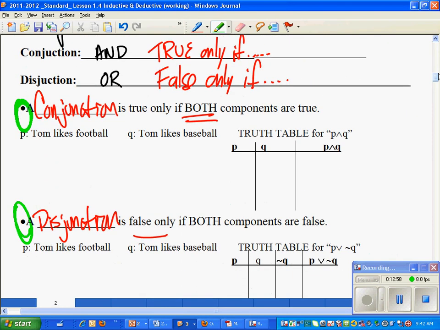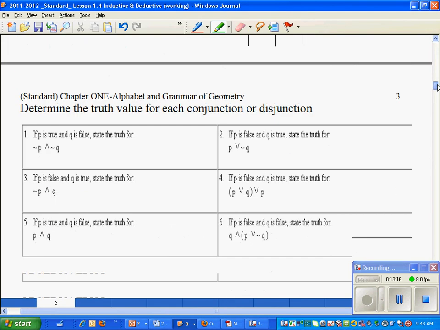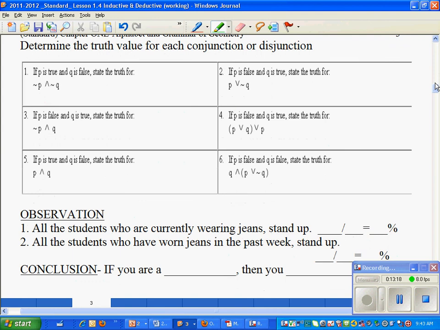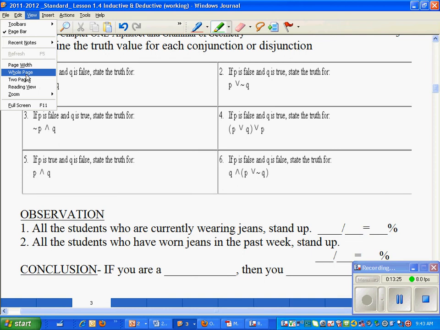Okay, now we're going to test your understanding of this. I'm going to do one of these problems with you, and then you're going to do five on your own. Let me make this really big here. I'm going to do problem number six with you. Zoom, zoom, zoom. Okay, take a look right here. Notice all the symbols. Do not be overwhelmed by the symbols. Let's see what we start with.